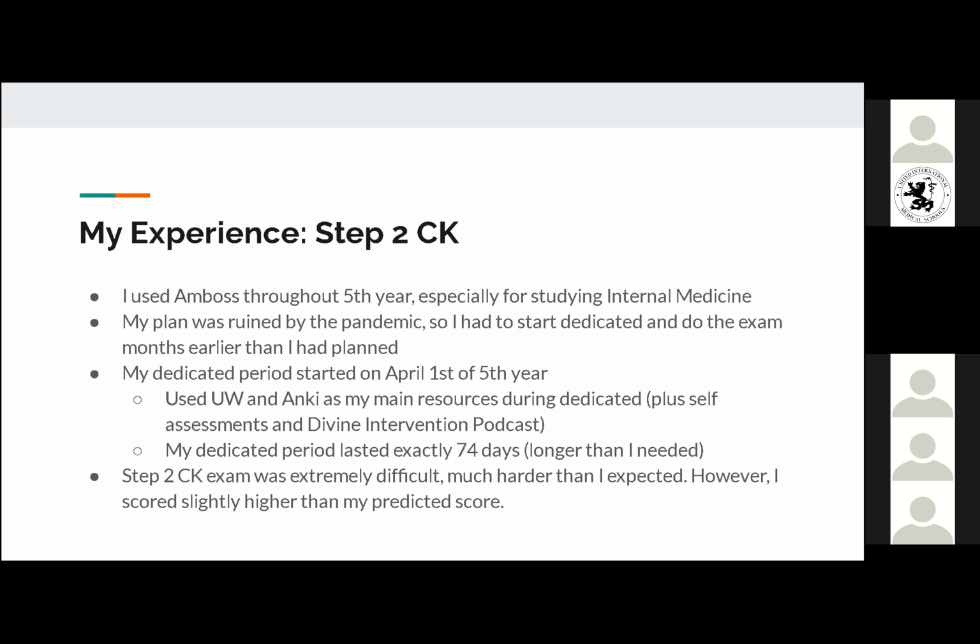For Step 2 CK, my pre-dedicated preparation was that I used AMBOSS throughout 5th year. Especially when I was studying for my internal medicine credit tester, I used AMBOSS to study for every single question. This was really useful for me, and I think it was very important that I did that. My plan to do the Step 2 CK in summer was ruined because of the pandemic, so I started my dedicated months earlier than I had planned. My dedicated period started on April 1st. Once the lockdown began, I went home and started studying for Step 2 CK.